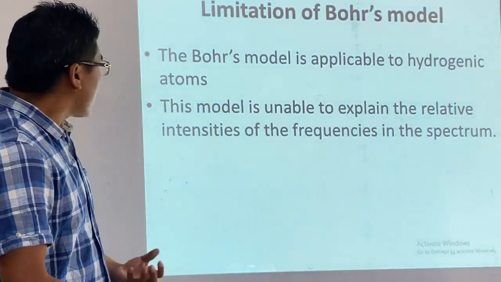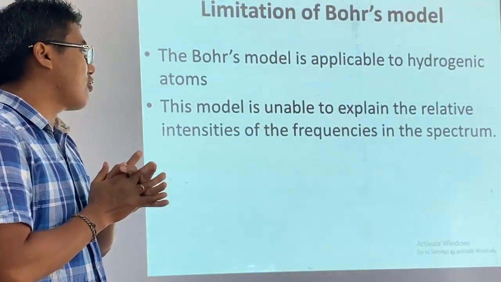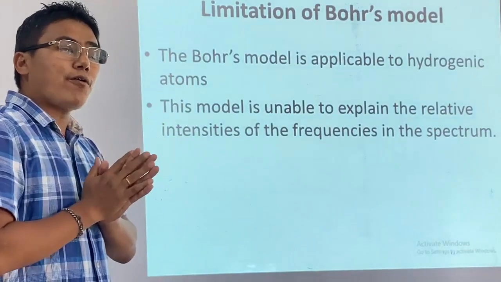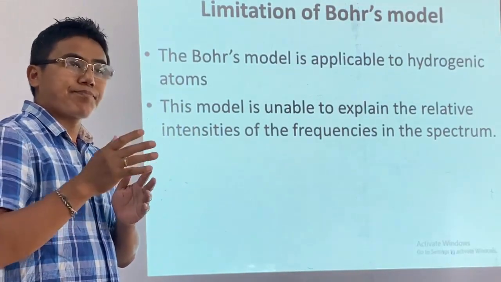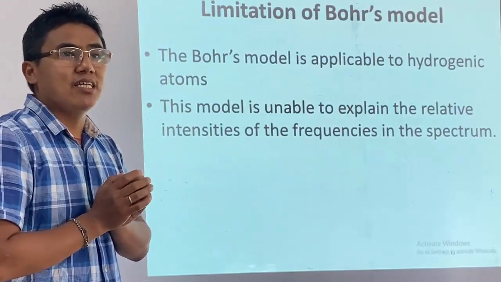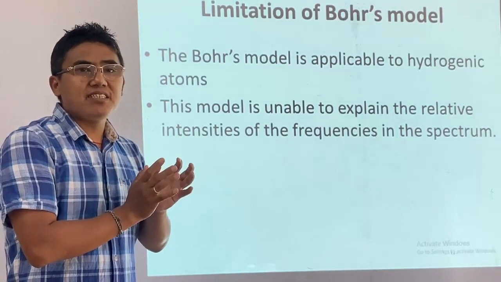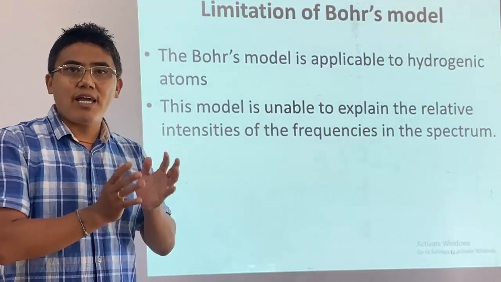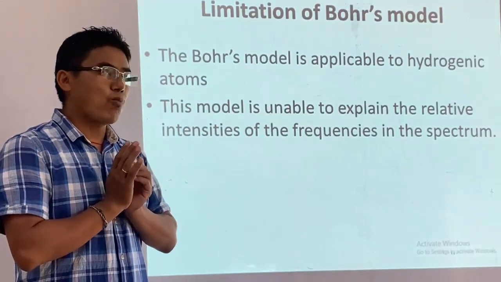So therefore, the Bohr model is unable to explain the relative intensity. The Bohr model exactly predicts the frequency of a spectral line, but intensity-wise it was not able to explain why some intensities are higher and why some intensities are less, right? So this is the limitation of the Bohr model, right?